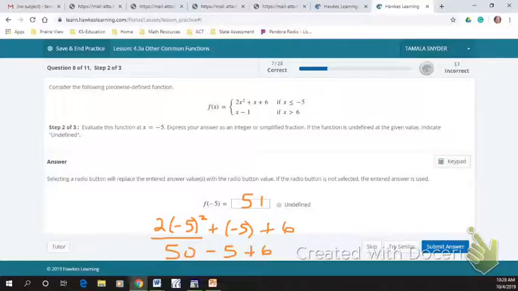And I believe step 3 will do the exact same thing. It's going to ask you to find another one of those. And so I'm just going to skip that because you know how to plug in numbers.